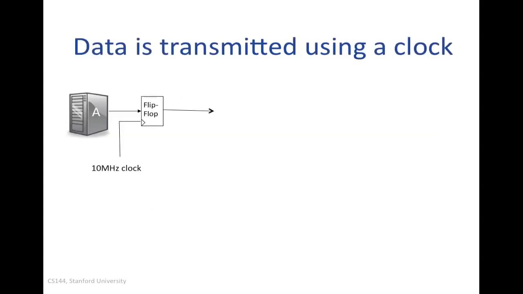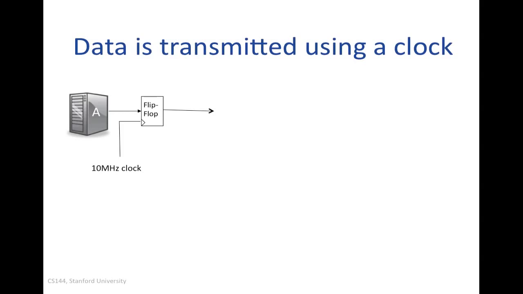When we transmit data, we always send it using a clock. That's because we want it to have a particular frequency. So for example, here I show a server A sending data, and I've zoomed in on the final stage of processing just before the data goes out on the wire. This is a flip-flop, which is merely timing the data according to the outgoing clock, which is here 10 megahertz. In other words, there's a 100 nanosecond period to this clock. So this is a clock that we might use for sending at 10 megabits per second.